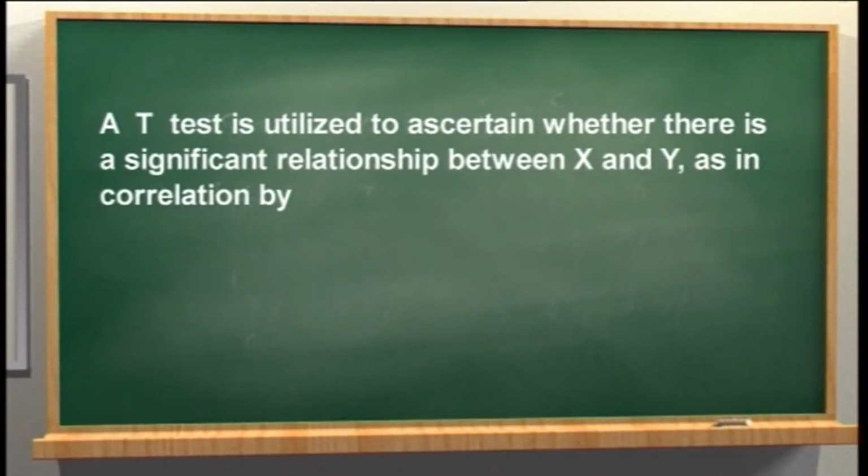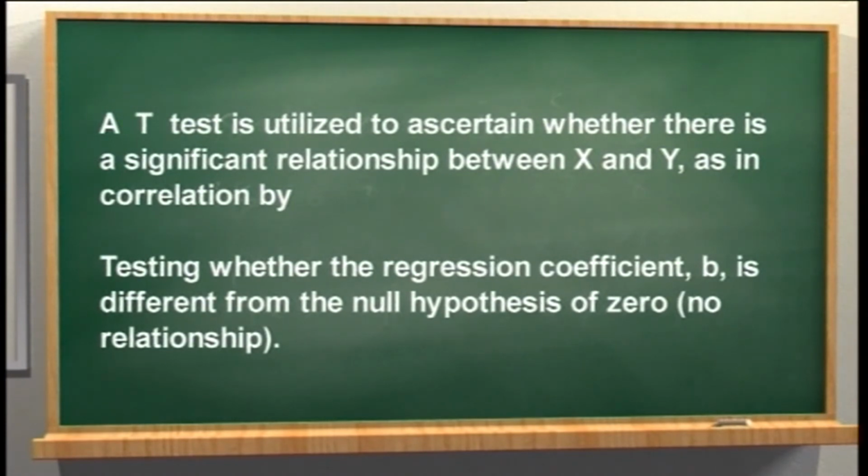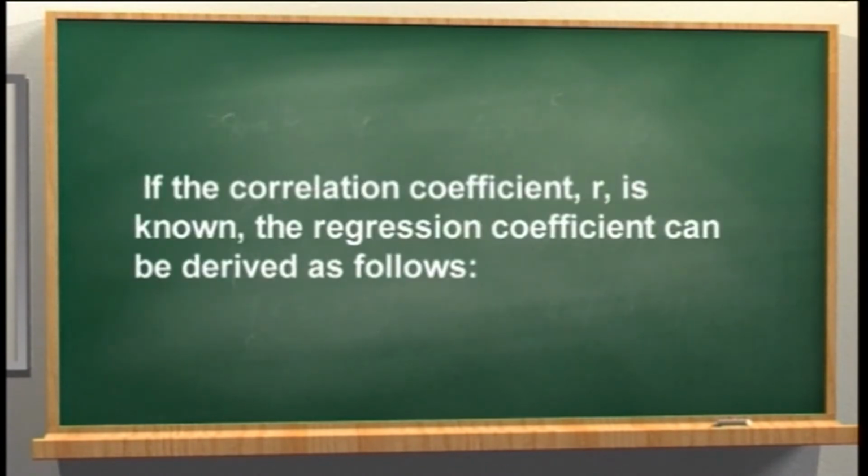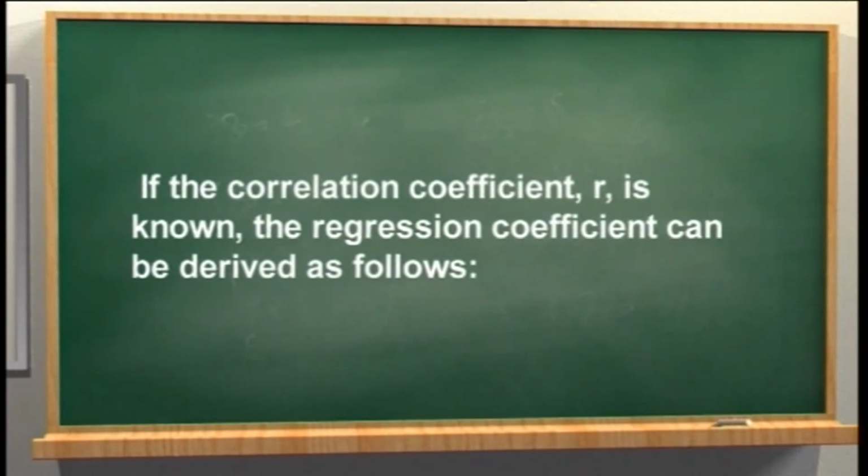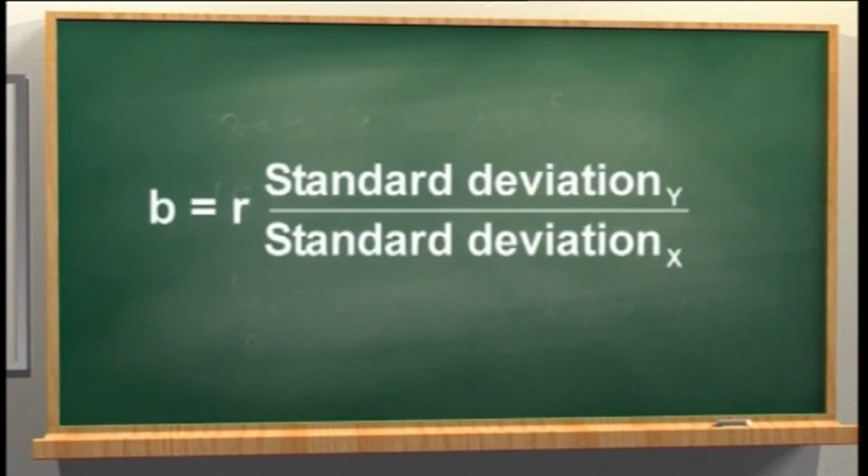A t-test is utilized to ascertain whether there is a significant relationship between x and y, as in correlation, by testing whether the regression coefficient b is different from the null hypothesis of 0. If the correlation coefficient r is known, the regression coefficient can be derived as follows. The regression coefficient is equal to r times the standard deviation of y divided by the standard deviation of x.